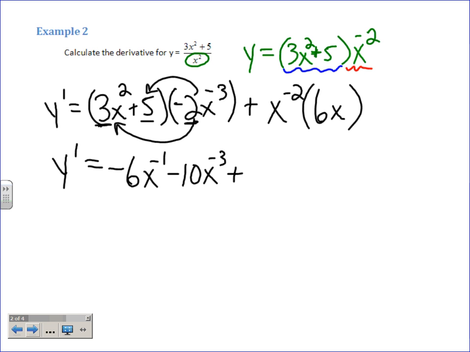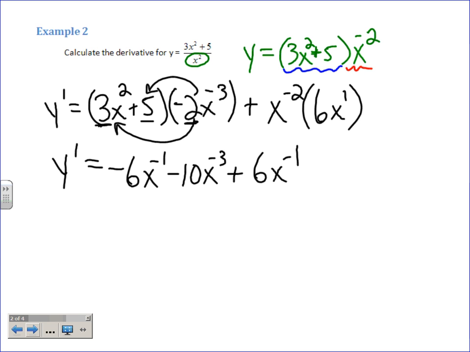Plus, now this is the one I'm a little concerned about. Very good, 6x to the negative first. I was concerned what you would do with the power. Because this is x to the first and it's x to the negative 2. When you multiply the x's together, the exponents get added, which leaves you with that. Any observations at this point?